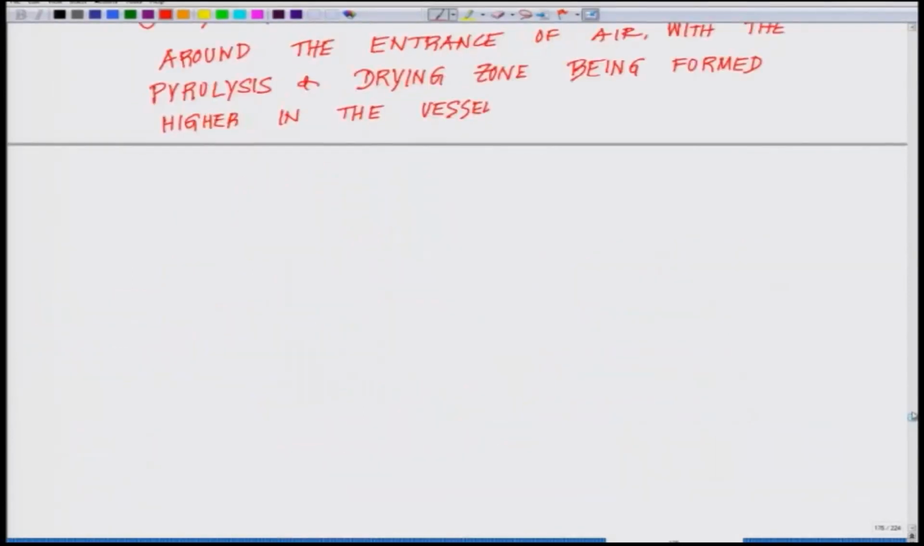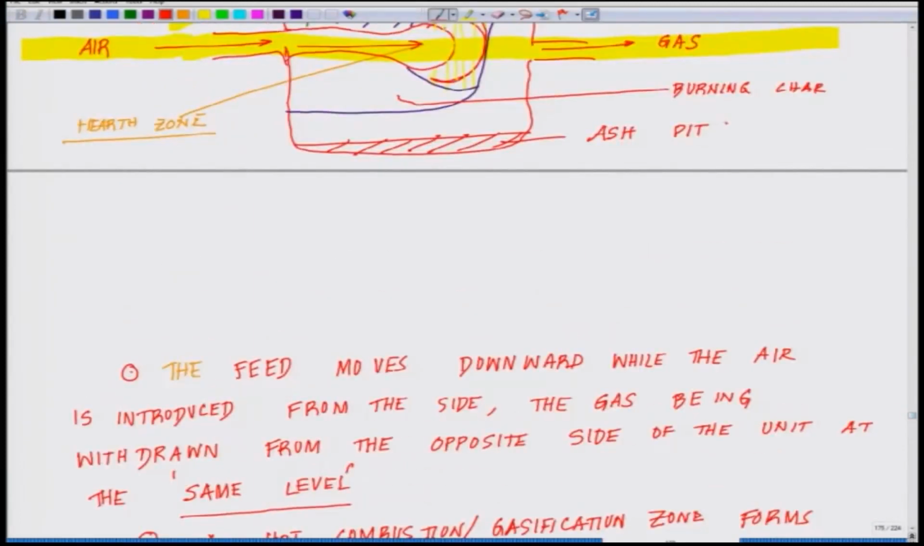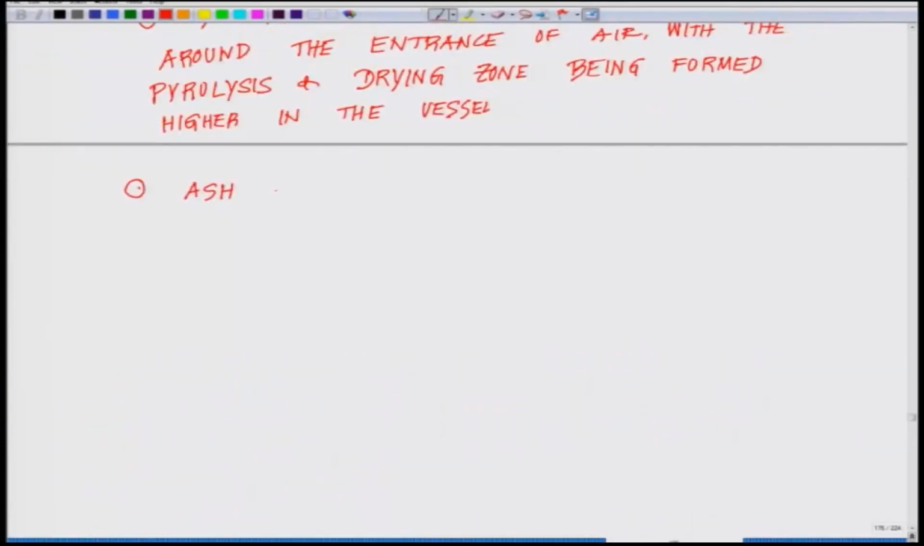Okay. The third critical point is that ash is removed at the bottom. As you could see, there is an ash pit. If you recollect the figure again, you see there is an ash pit from where you are collecting the ash. Ash is removed at the bottom.